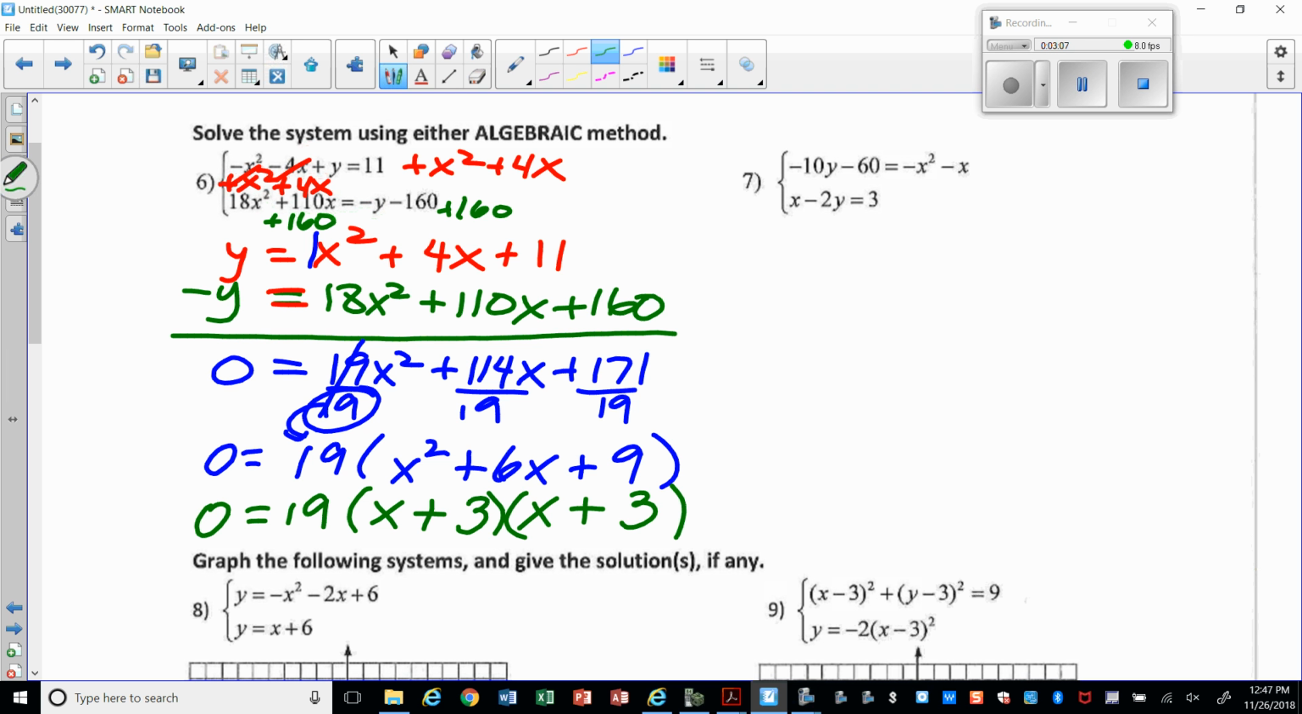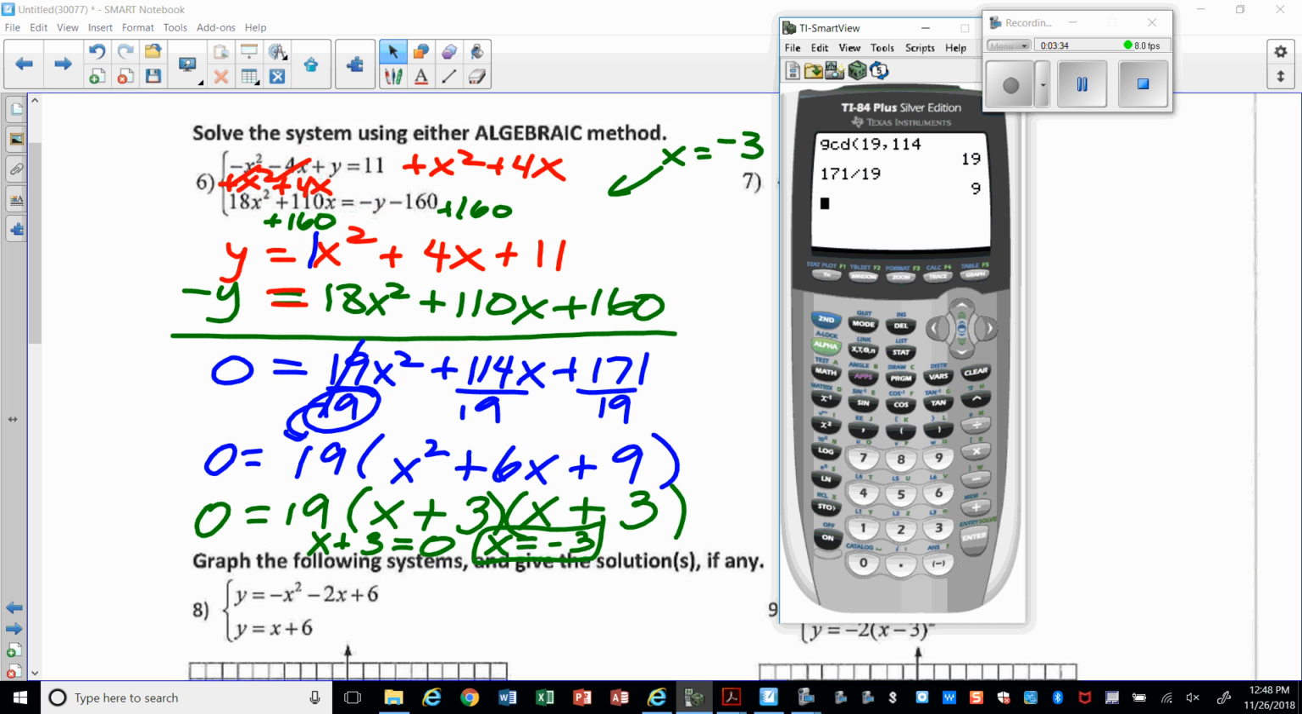So to solve this, I've got x plus 3 equals 0. All right, so that means x equals negative 3 is my solution there for x. So I go back up to my original equations. I'm going to substitute x equals negative 3. I would want to go to my original equation, but I don't really have a nice one like that, so I'm going to go ahead to that y equals.